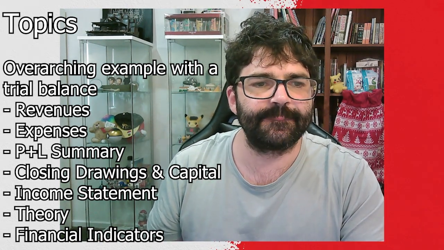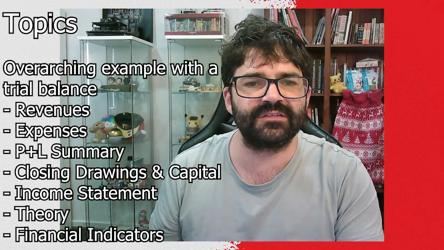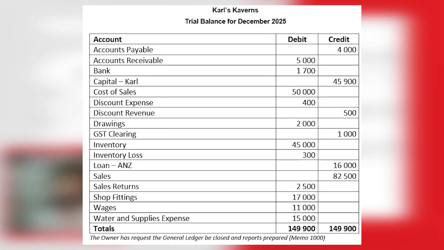So anyway, looking ahead, we're going to go with our full example here. That one, there we go. So our full example, you've got the trial balance on screen, and you can see here we've got accounts payable, accounts receivable, bank, capital, cost of sales, discount expense, discount revenue, drawings, GST clearing, inventory loss, loan, sales returns, shop fittings, wages, and water supply expenses.